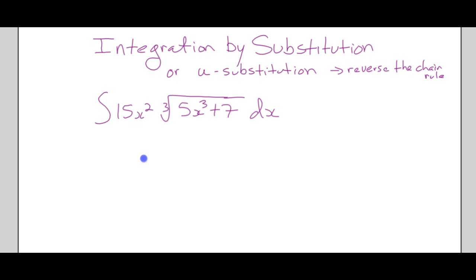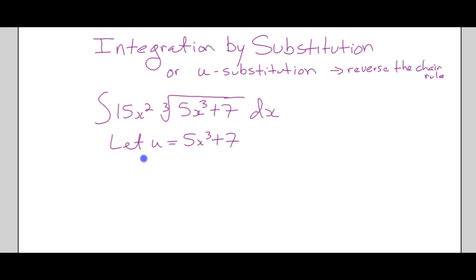Okay, and again, if you can figure it out reasonably easily without, you try guess and check, right? Like, I'll give it 30 seconds, and if I can't figure it out, then I know I can do U substitution. So here's what we do. We know that the derivative of the inner function, the 5x cubed plus 7, is going to be 15x squared. So we let U equal the inner function, the 5x cubed plus 7.